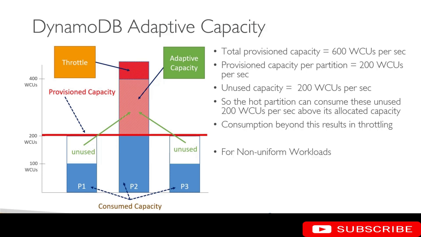So one partition is using more than the other. So that's where adaptive capacity comes into play, and it's really useful, and it works automatically, but there are no guarantees. So your application again must not rely on adaptive capacity or the burst capacity. But just know that these features are available and they come into play automatically, but your application should still make the right choices, like using auto scaling or on-demand mode, to get the best performance from your DynamoDB table. All right.